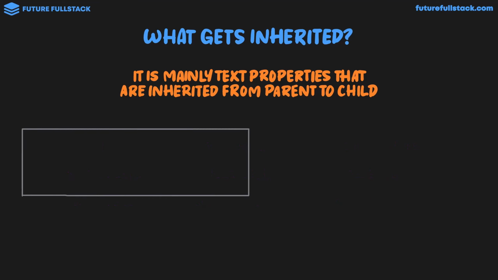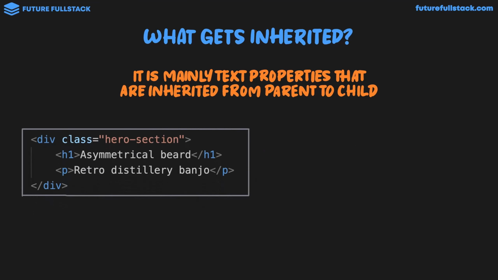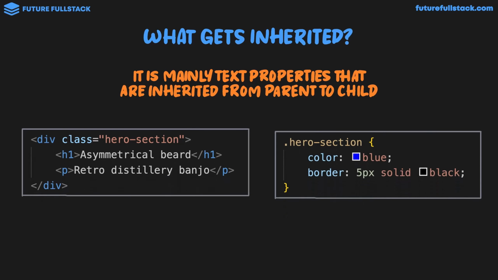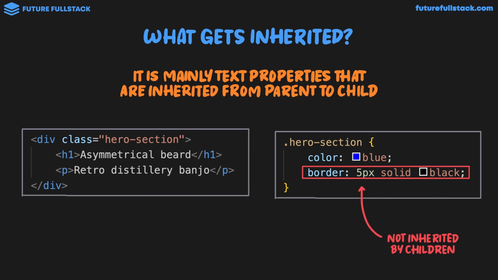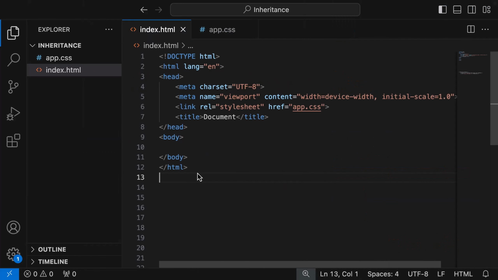So by way of example, let's say we have the same HTML snippet we saw before, and we now apply these two styles to the div, a color blue and a border that's 5 pixels solid and black. Now, border is a box model property I discuss in great length in my box model video that you can check out in the description below. Because border is a non-text property, it's not going to be inherited by the children. So only the color blue will be passed down to the heading and paragraph. So let's go play around with inheritance inside VS Code.